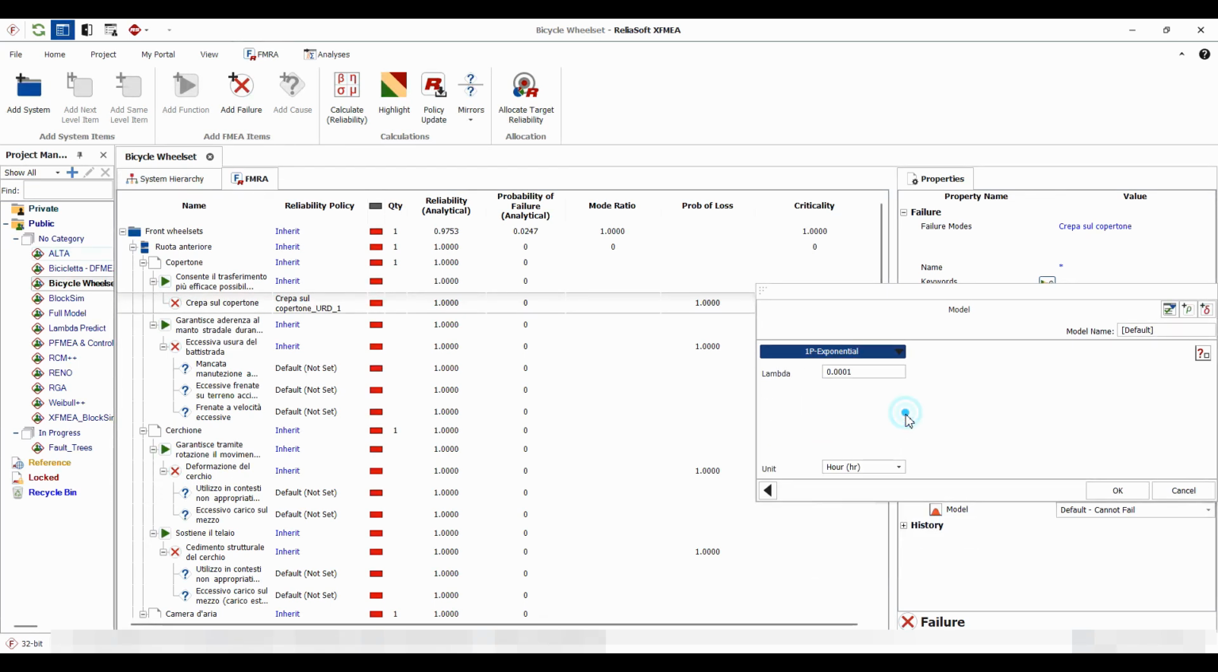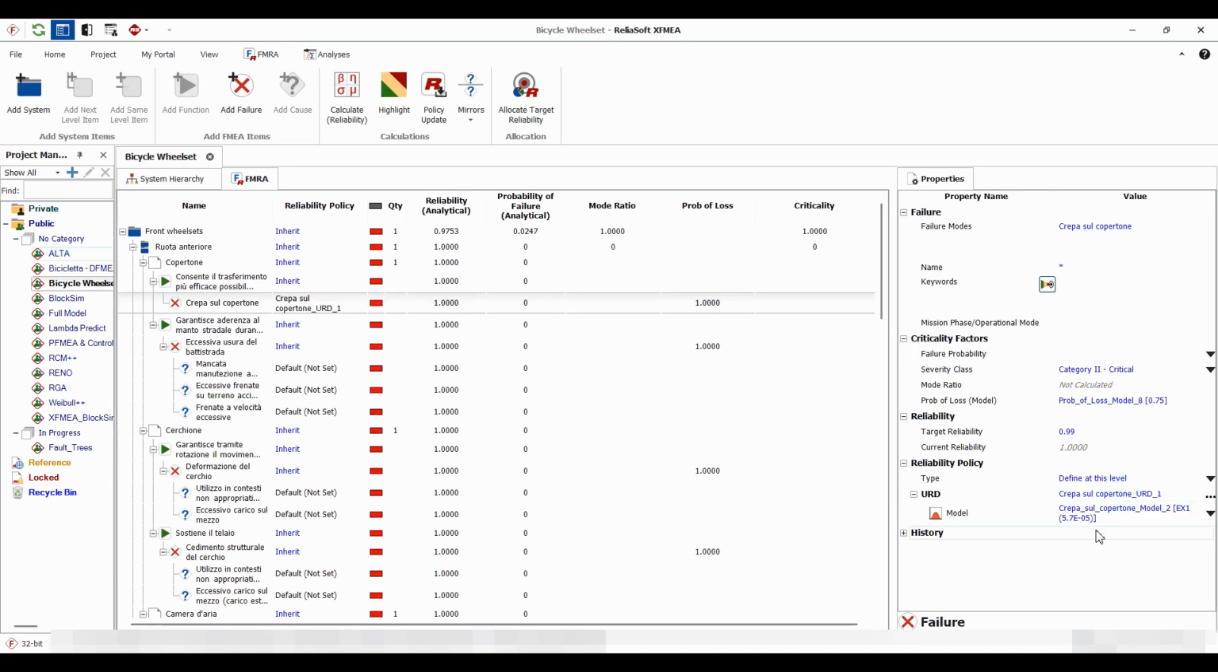Say we pick an exponential distribution, whether it is appropriate or not is not the purpose of the exercise, we just want to demonstrate how we would set it up. Once we've done that, we have configured the first failure. Then we have to repeat the exercise for all the other failures.